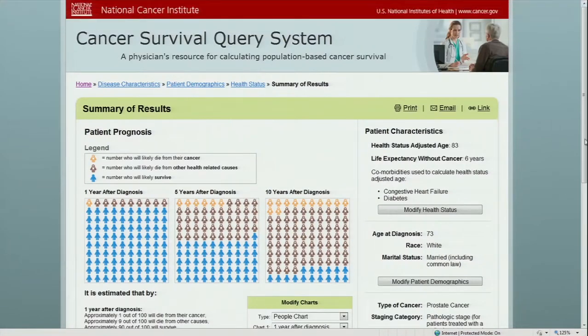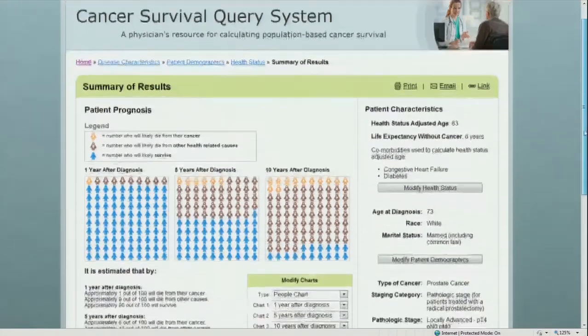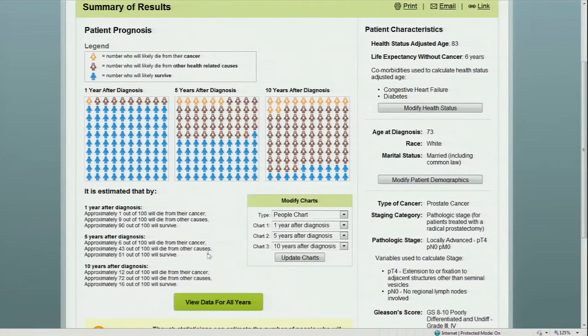Now, if we look at John Doe's results with the congestive heart failure, diabetes, and the prostate cancer, and you look at the results for 10 years after diagnosis, it says approximately 12 out of 100 will die from their cancer, and 72 out of 100 will die from other causes. Now, the chance of dying from other causes exceeds the chance of dying from the cancer. So this is where the oncologist or the internist, in addition to counseling about the cancer, would also counsel on the attentiveness that needs to be given to the other health conditions.